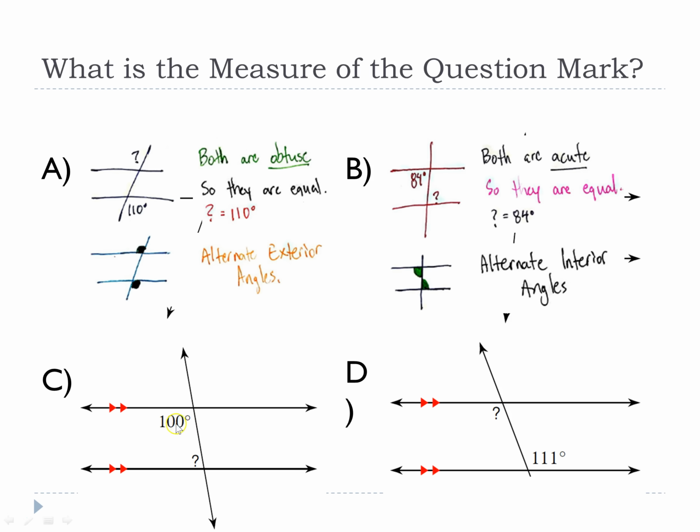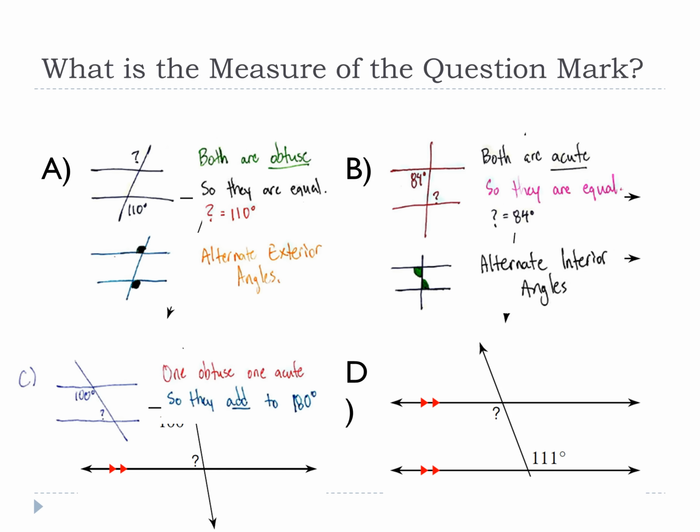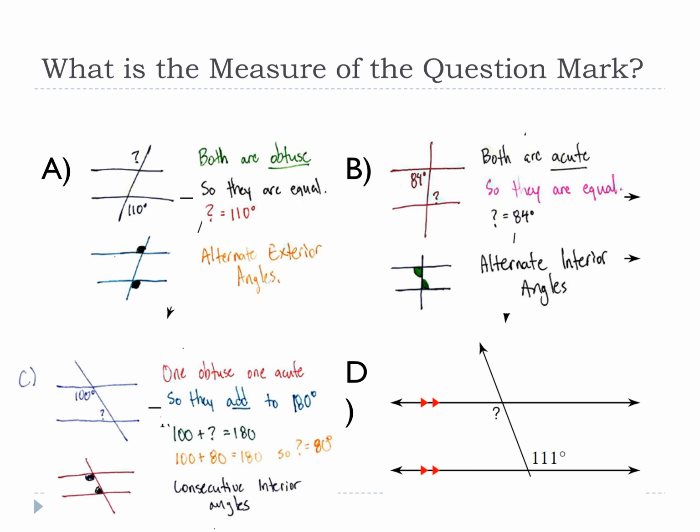We see one of them is obtuse, and the question mark is acute. Well, one is obtuse and one is acute. That means that they add up to 180. So 100 plus the question mark equals 180, so the question mark is equal to 80 degrees because they have to add up to 180 degrees. In fact, they're consecutive interior angles.